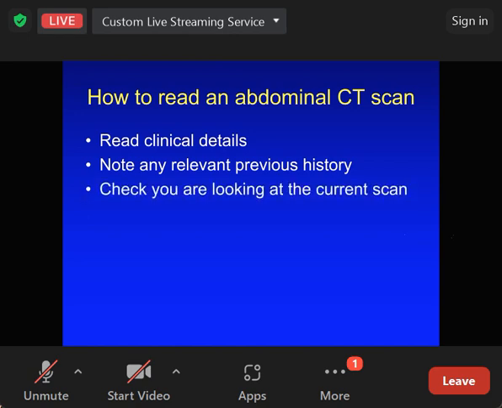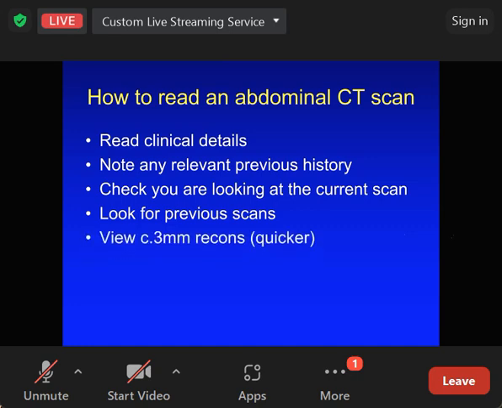Check that you're looking at the current scan. With modern PACS, it's rather easy to look at the wrong series. So just check the date. But look for the previous scans, because often if there's something that you're not sure about, you can look back to a previous scan, say 5 years ago, and it was unchanged then. You may not know what it is, but if it's unchanged over 5 years, you can more or less forget about it.